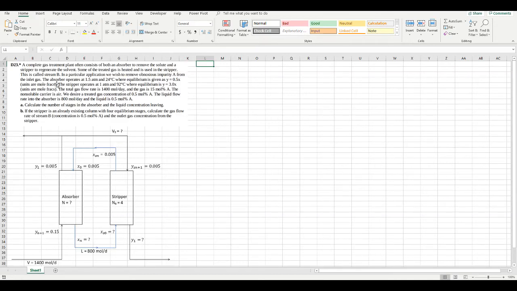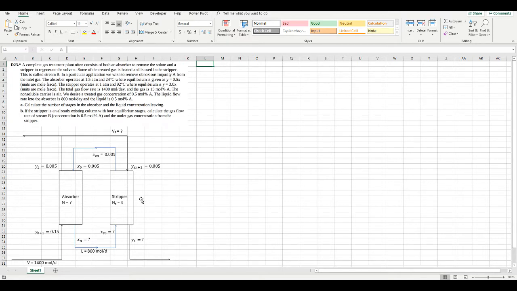Alright, we have a pretty interesting problem in this one. In this scenario, we are treating a gas using an absorption column. And the solvent we're using to absorb the impurity is being regenerated in a stripping column. So we take the treated gas, and some of it is diverted to the stripping column, and this is in fact what will be used to regenerate the solvent.